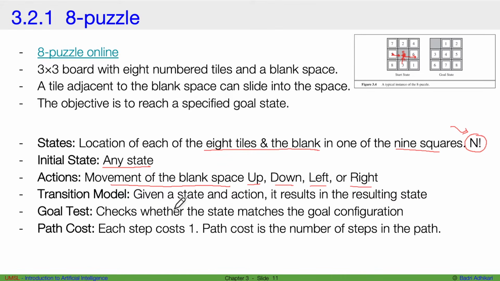Transition model is simpler. Given a state and action, it results in a resulting state. In our case, just simply the movement of the blank space. Goal test is simply checking whether the current state matches the goal configuration. Here's our goal configuration. Configuration and state can be used interchangeably. The path cost is 1 for each step that we make. In other words, the more movements you make to obtain a solution, the higher the cost associated with it.